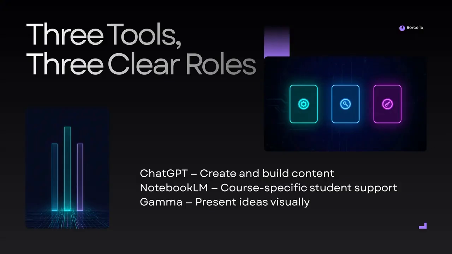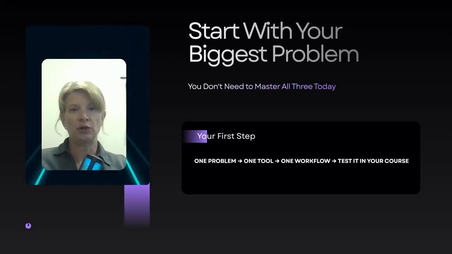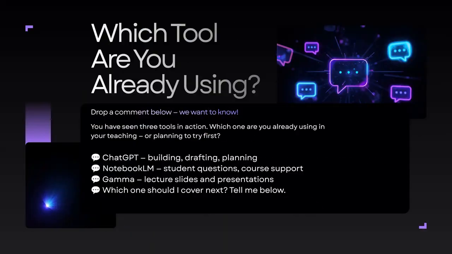That is enough to create a very strong AI workflow without spending every weekend testing another app with the word AI slapped onto it. You don't have to become an expert in all 3 this week. Pick the one that solves the biggest problem in your work right now. Which of these 3 tools are you already using? And which one do you want me to cover next? Tell me in the comments.